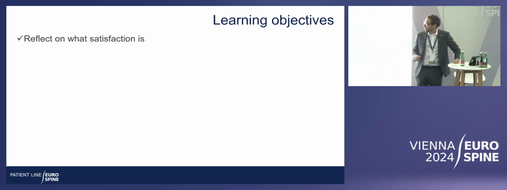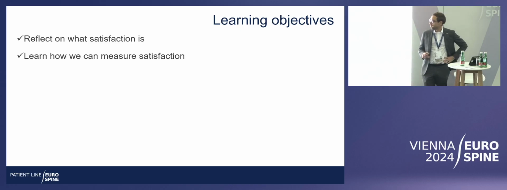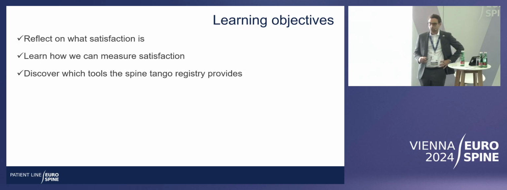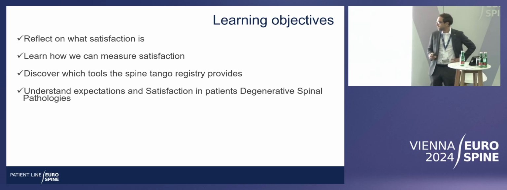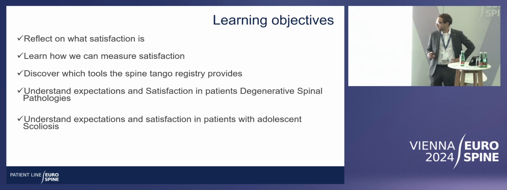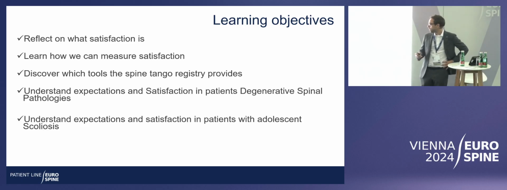So we want to reflect on what satisfaction actually is, learn how we can measure it, discover which tools in Spine Tango can help us to understand all these things better, and see how the difference is between degenerative diseases and adolescent scoliosis.